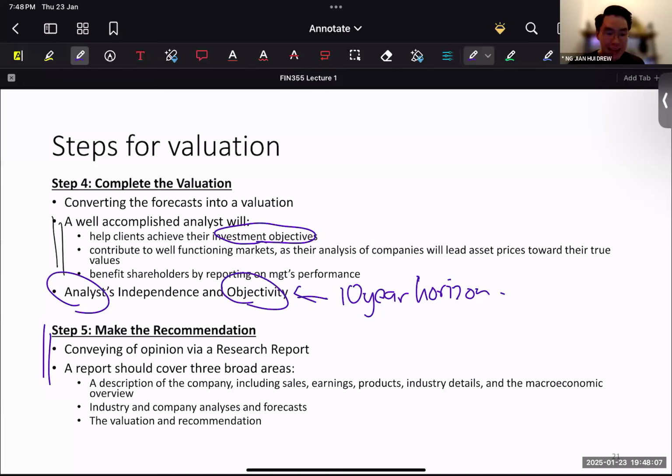Your recommendation is based on your analysis of the industry, your detailed analysis of the company, and all the macroeconomic things that we talked about in step 1 to step 3. So steps 1, 2, 3. Then you finally come up with a valuation, and this is the last step: you make the recommendation and conclude, okay, because of everything I've done, you should invest. So that's the whole purpose of valuation. I'll pause here for a short while. Any questions regarding the steps of valuation?